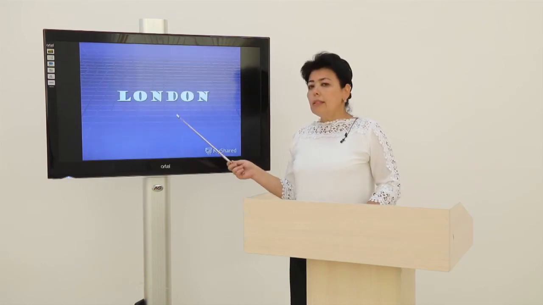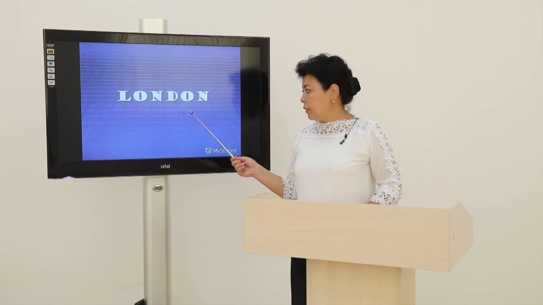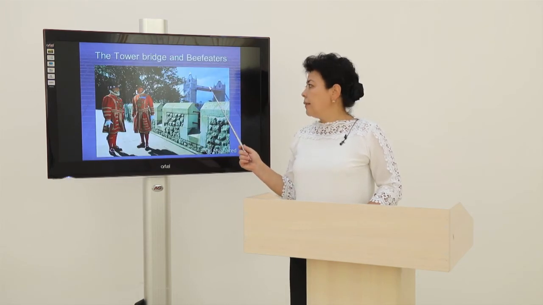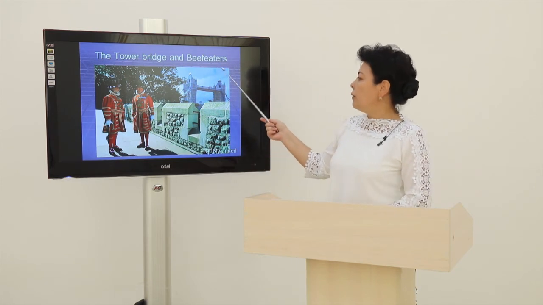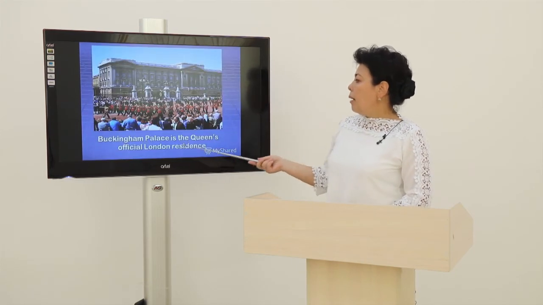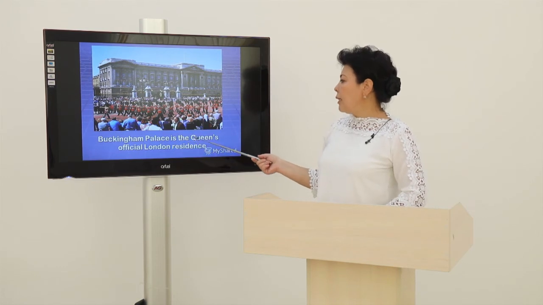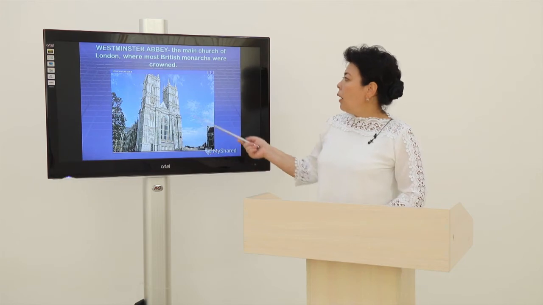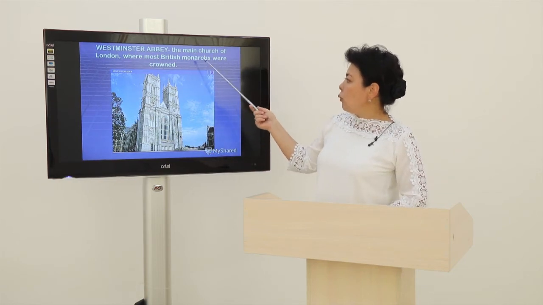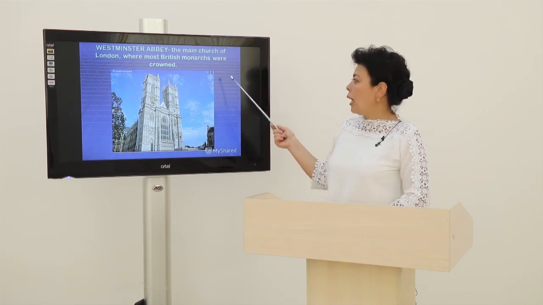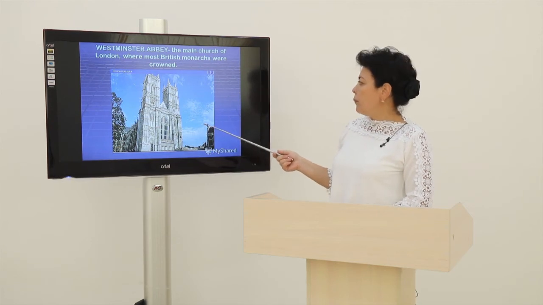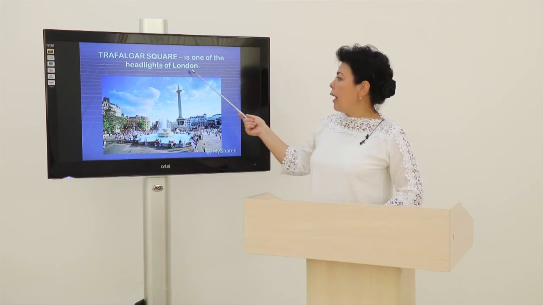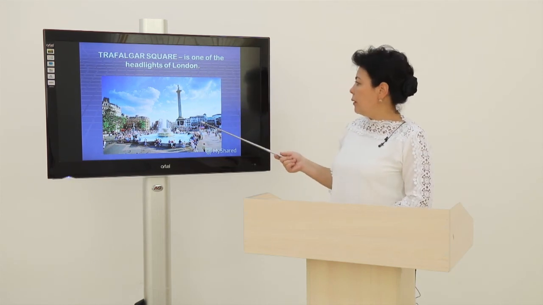So, London is the capital of the United Kingdom. And what kind of sightseeing can we also see in London? The Tower Bridge and Beefeaters, Buckingham Palace, the Queen's official London residence, Westminster Abbey, the main church of London where most British monarchs are crowned. Trafalgar Square is one of the highlights of London.